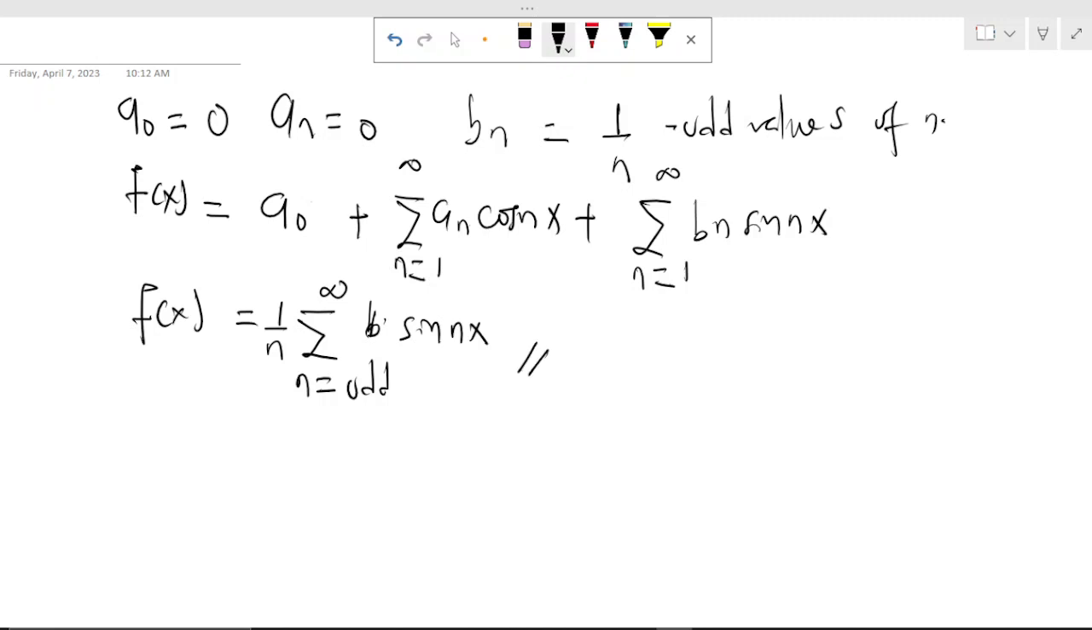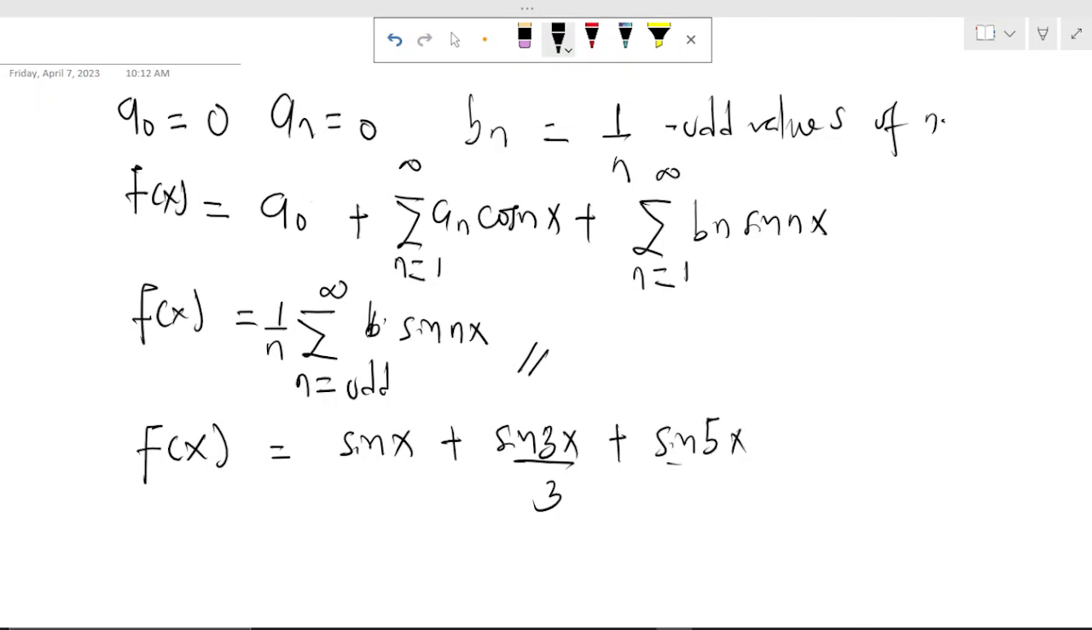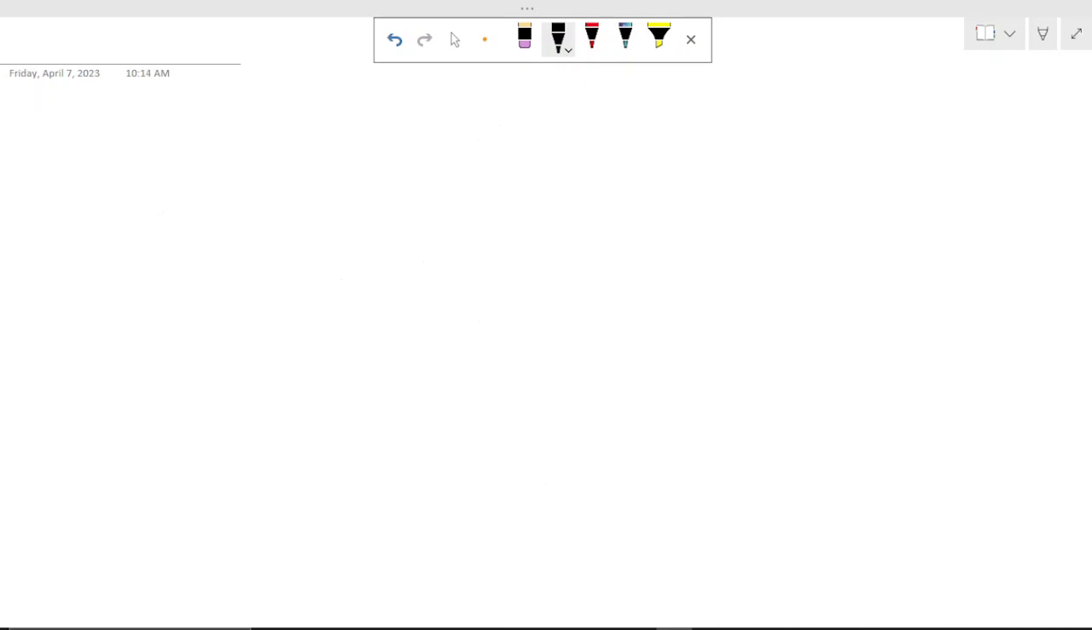Another way to write our answer is to expand it. So this could also be written as f of x is equal to, so let's go odd values. We have 1 over 1 sin x. So we have sin x plus sine 3x over 3, as 1 over 3 times sine 3x. Then you can have sine 5x over 5. And we can keep going up to what? Infinity. So I hope that's clear. So let's look at even functions.